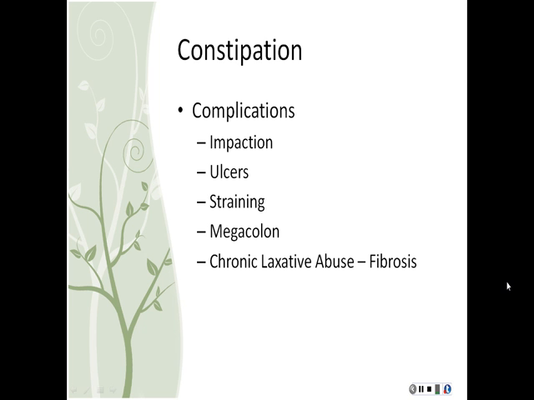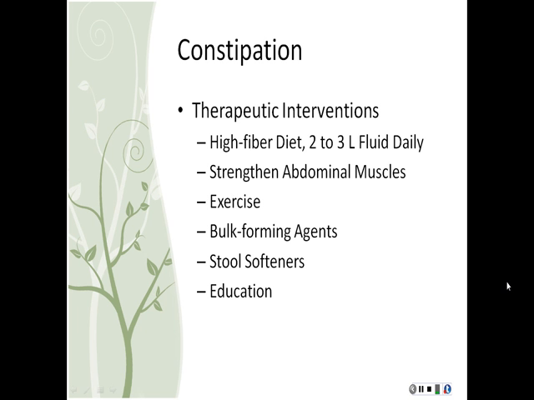If the patient has a cardiac history or a history of hypertension or a recent MI or myocardial infarction or heart attack, straining may cause cardiac rupture and death. Megacolon can also occur and obstruct the colon. And chronic laxative abuse can lead to colonic mucosal atrophy or muscle thickening and fibrosis.